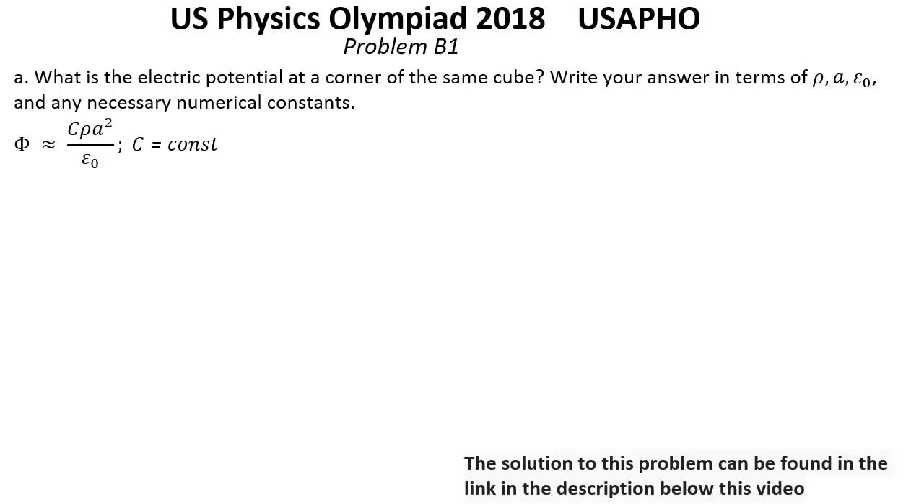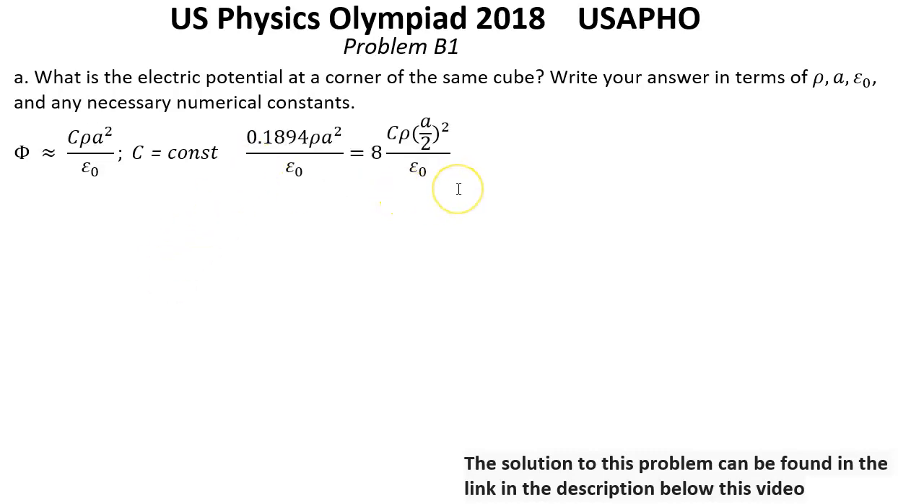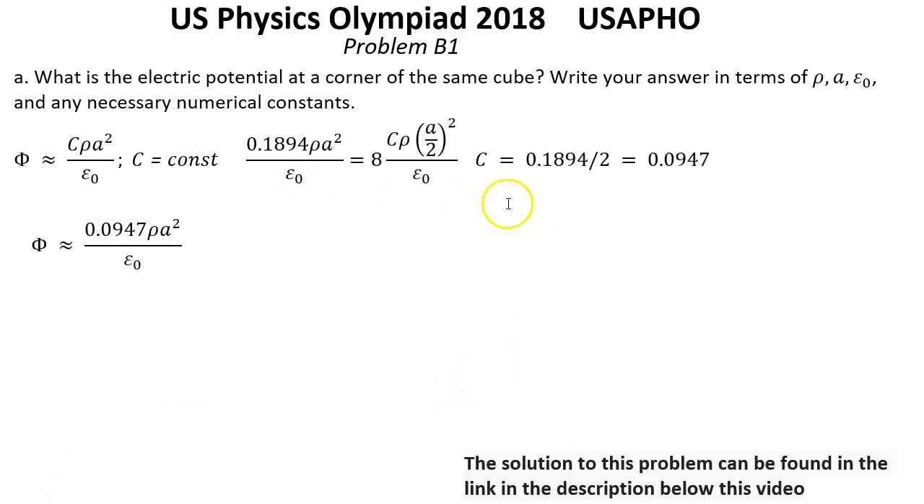Then we have this equation. So from here we can see that the constant C equals this expression, 0.0947. So the answer will be this one.